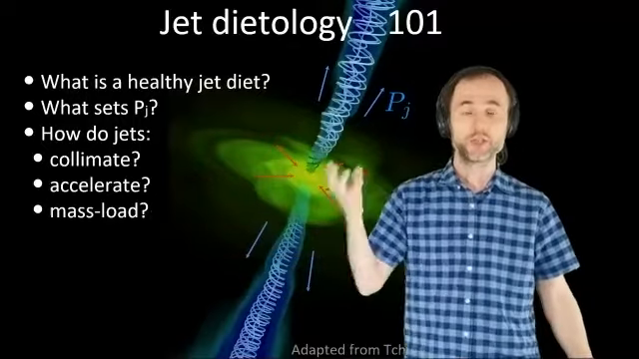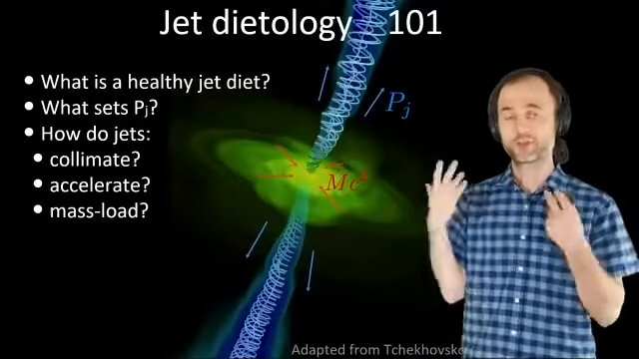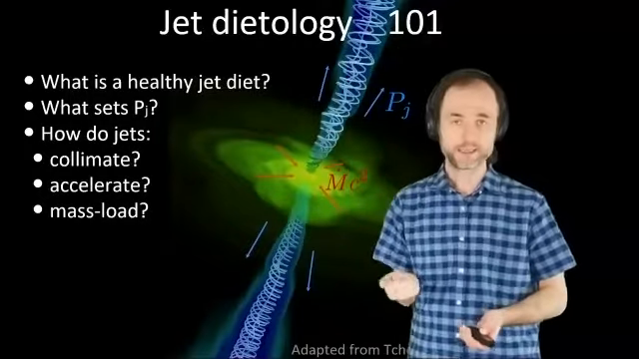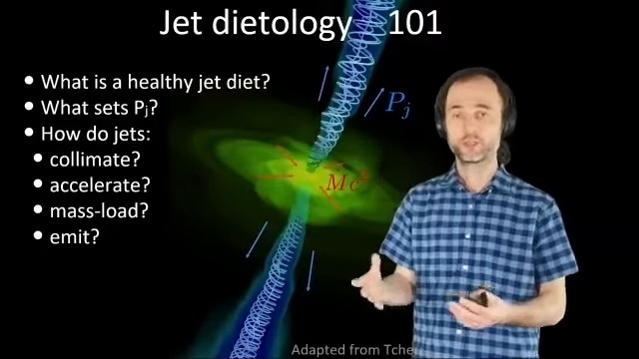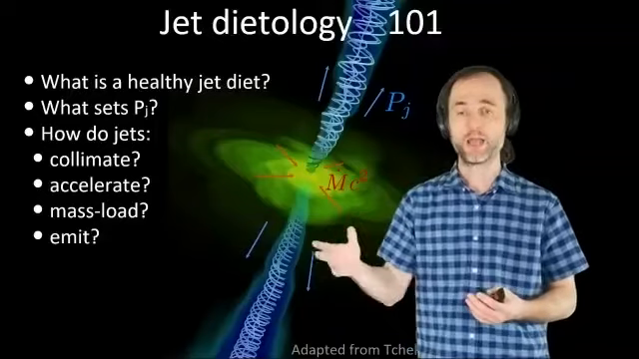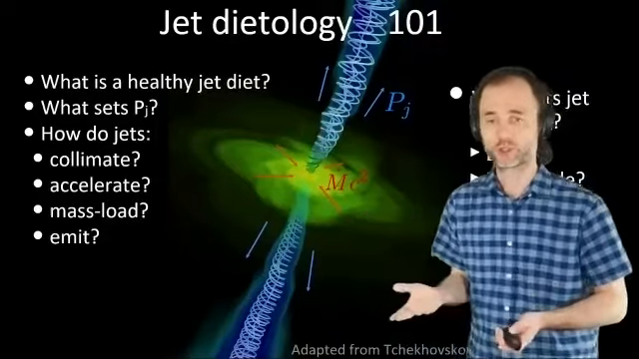How do the jets pick up the mass that they carry? Because we know the jets shine, there has to be mass on them. Where do they get that? And finally, once you've gotten the mass, once you've gotten the emitting electrons and positrons, perhaps, what energizes them and causes them to emit? These are all open questions.